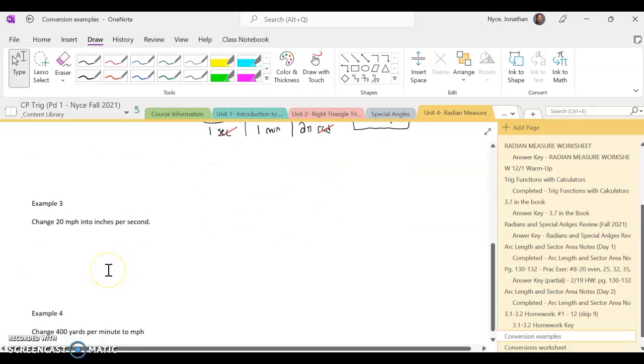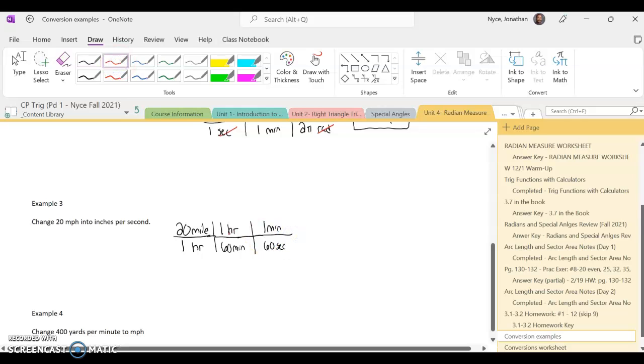Okay. Now we're changing 20 miles per hour into inches per second. So 20 miles per 1 hour. Again, we can change the miles to inches, or we can change the hours to seconds. It doesn't matter which is done first. So I'll take care of the time stuff. So we know that 1 hour is 60 minutes. So I'm not going directly from hours to minutes. I can go from hours to seconds. I can go from hours to minutes, and then I know that 1 minute is 60 seconds.